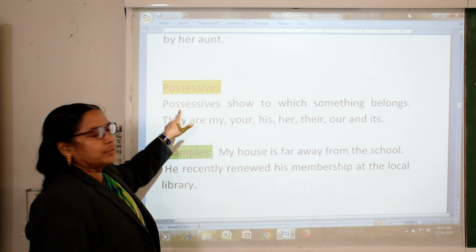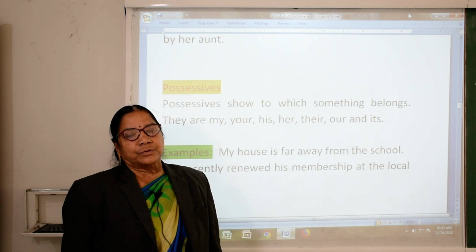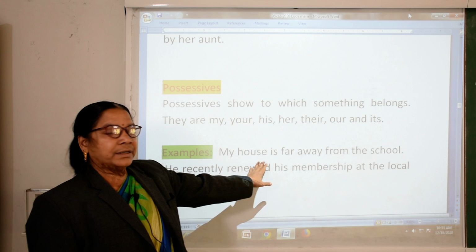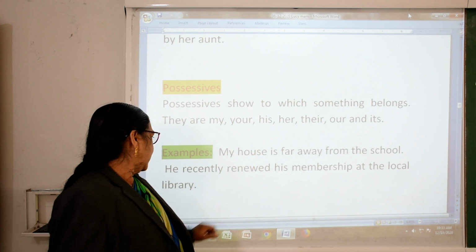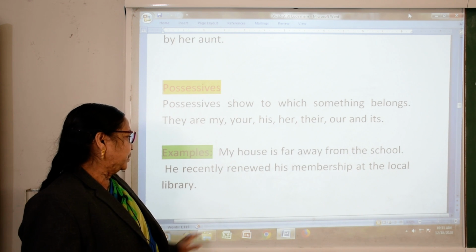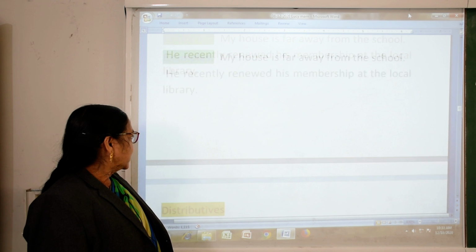So, these are possessive. Example, my house is far away from the school. Whose house? Not your house, my house is far. He recently renewed his membership at the local library. Now, these are the examples.